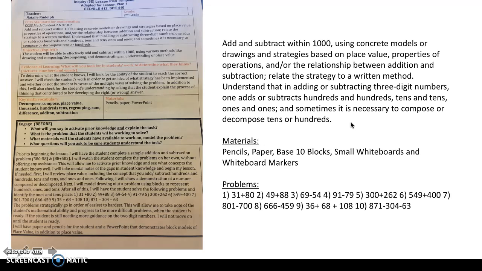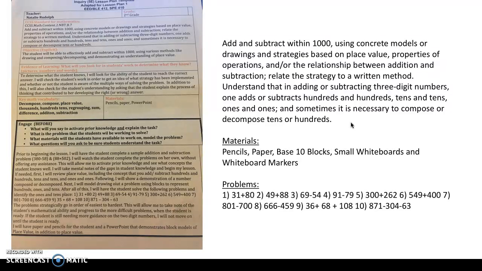It had to do with adding and subtracting within 1,000 using concrete models or drawings and strategies based on place value, properties of operations, and/or the relationship between addition and subtraction. I did this one because my mentor teacher had told me that the kids had recently been working on it and that one student in particular needed some extra assistance. The materials I used are pencils, paper, base 10 blocks, and small whiteboards and whiteboard markers.